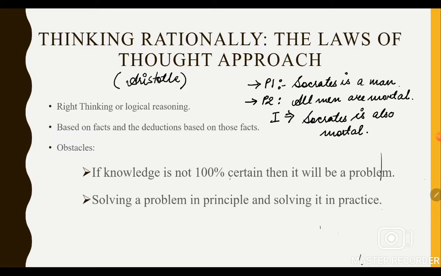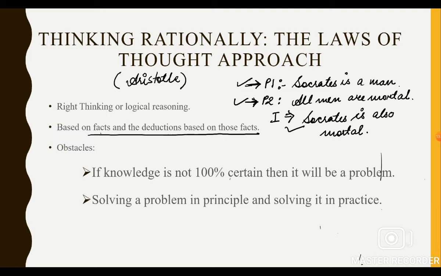So how did we actually deduce this? With the laws of thought approach, because we thought in a rational way supported by the evidence of these premises. Okay, and we came to a correct conclusion, right? And it is also based on facts and deductions which are based on these facts. So these two are the facts that I was talking about, and this is the deduction which we got. Now, there are two main obstacles to this approach.